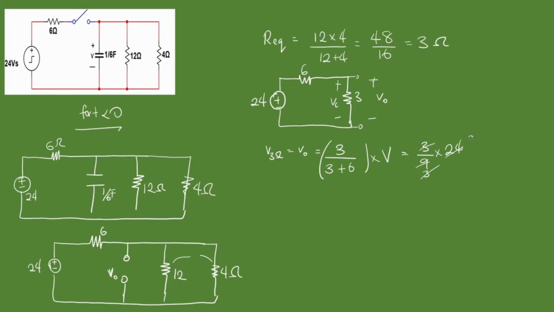I think that's 8. That should be 8. So V naught is 8 volts. Sorry, I had to confirm that. I'm trying not to make mistakes. So V naught is 8 volts.